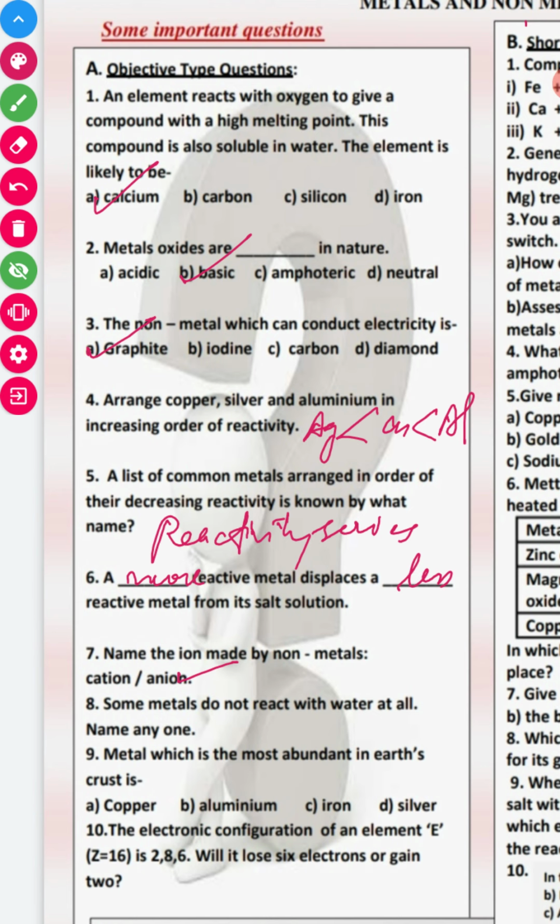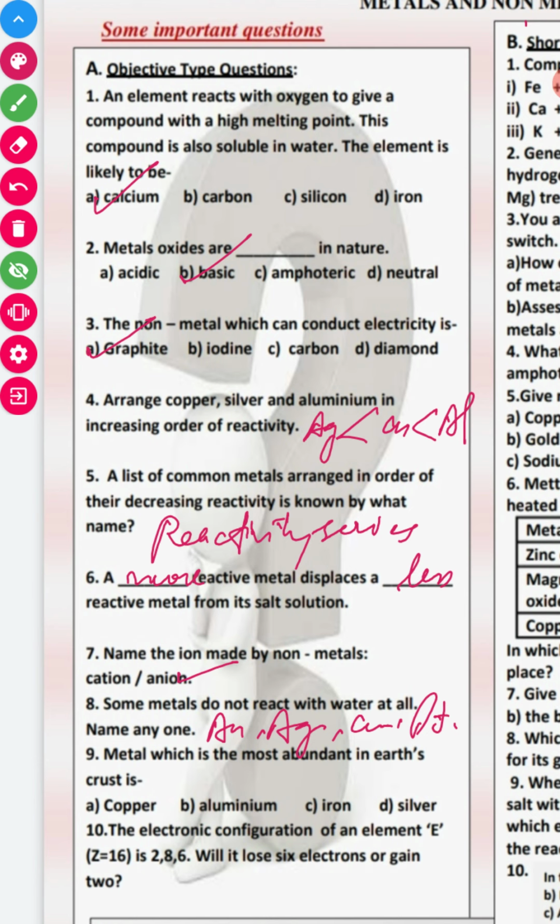Some metals do not react with water at all. Name any one. You can write any name, either gold, silver, copper, etc. Platinum. The metal which is most abundant in the earth's crust, according to the options, is aluminium.